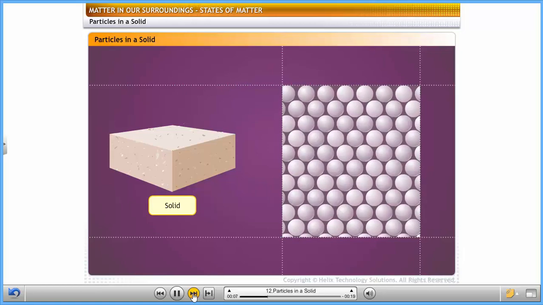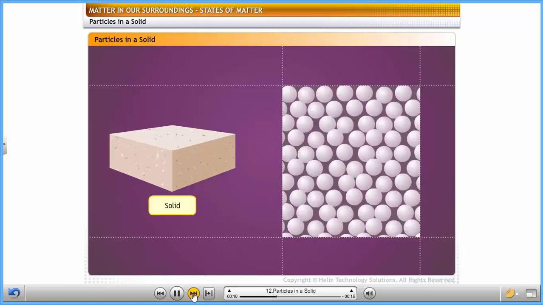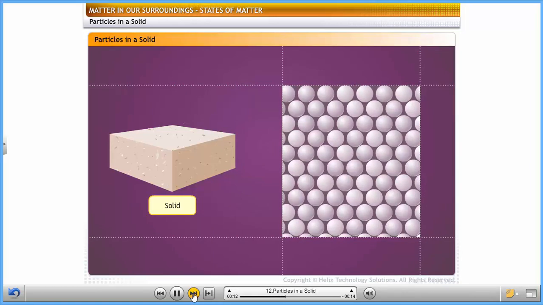In solids, the particles simply vibrate about their fixed positions because their kinetic energy is low and not enough to let them break away from their mutual force of attraction. Therefore, solids have definite shapes and volumes. For the same reason, they do not flow or diffuse.